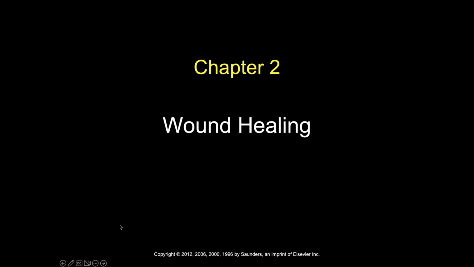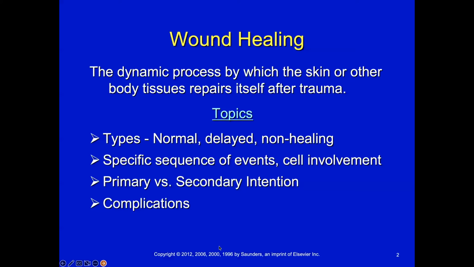Okay, Chapter 2, Wound Healing. Wound healing is the dynamic process by which the skin and other body tissues repair themselves after trauma. The topics that we're going to cover are the types of healing, so normal, delayed, non-healing, the specific sequence of events and the specific cells that are involved, primary versus second intention healing, and complications that can occur.